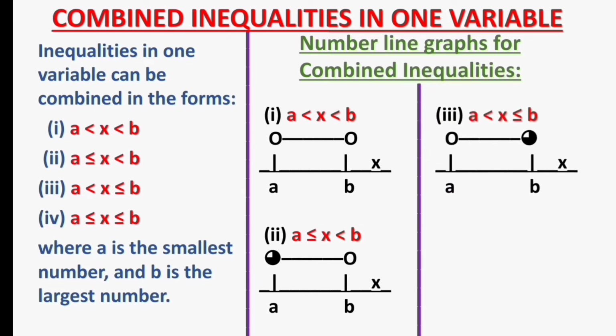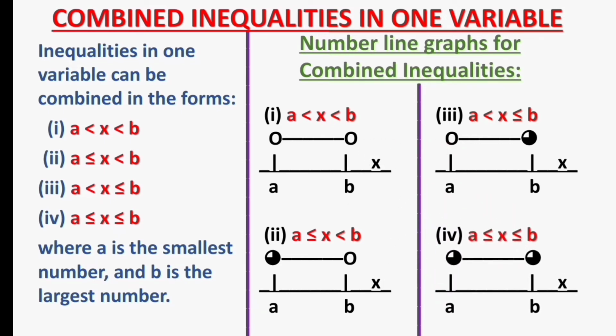For the combined inequality a is less than x less than or equal to b, the number line graph involves an empty ring on the point a and a shaded or colored ring on the point b and the line joining both rings on line x. Lastly, for the combined inequality a is less than or equal to x less than or equal to b, the number line graph involves two colored or shaded rings on both points a and b and the line joining both rings on line x. Please take note of these four number line graphs for the four combined inequalities in one variable.